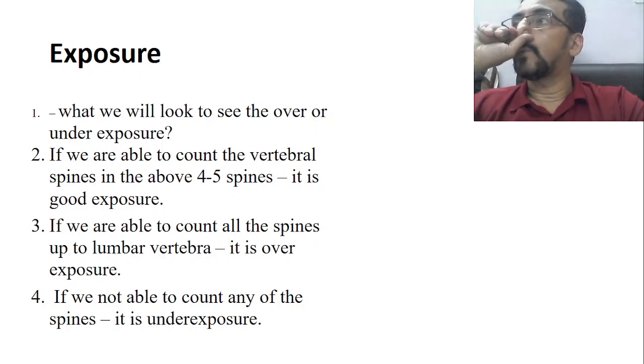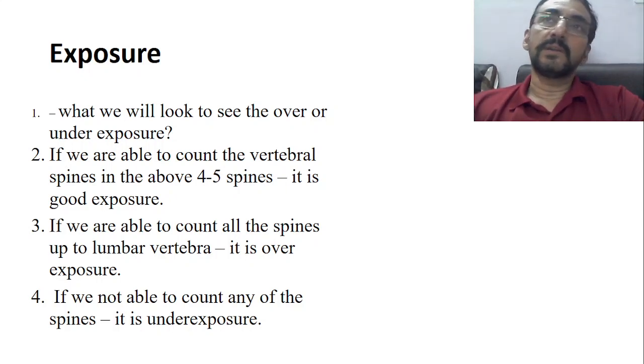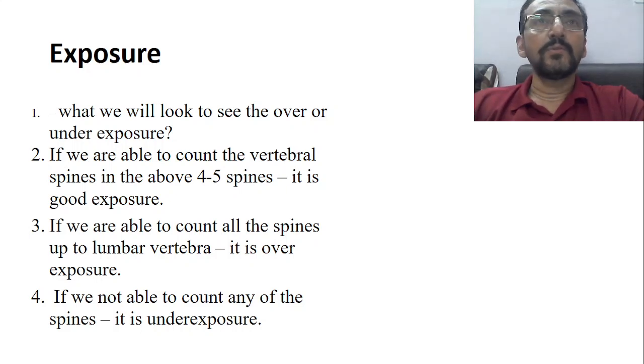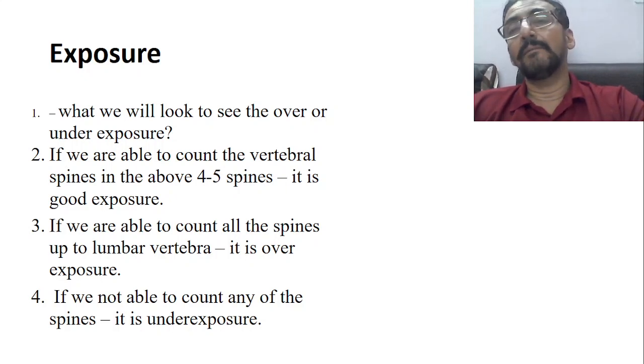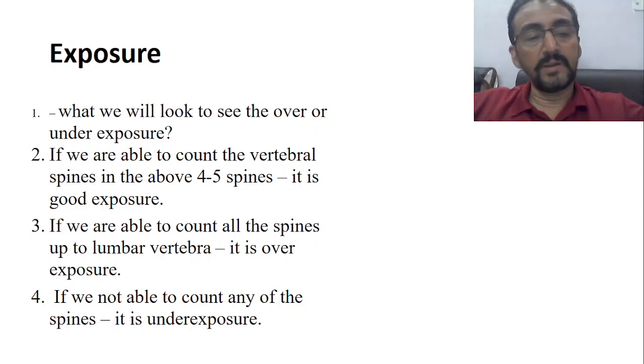So immediately what you have to look at is the bones. In the bones you have to look at the vertebrae. It depends upon the vertebrae. If you are able to count about 4 or 5 vertebrae on the posterior side of the X-ray, then it's called good exposure. If you're not able to count many of the spines, only 1 or 2, it's underexposure. And sometimes you're able to count till the lumbar vertebra also, then it's overexposure. So this part has to be clear.